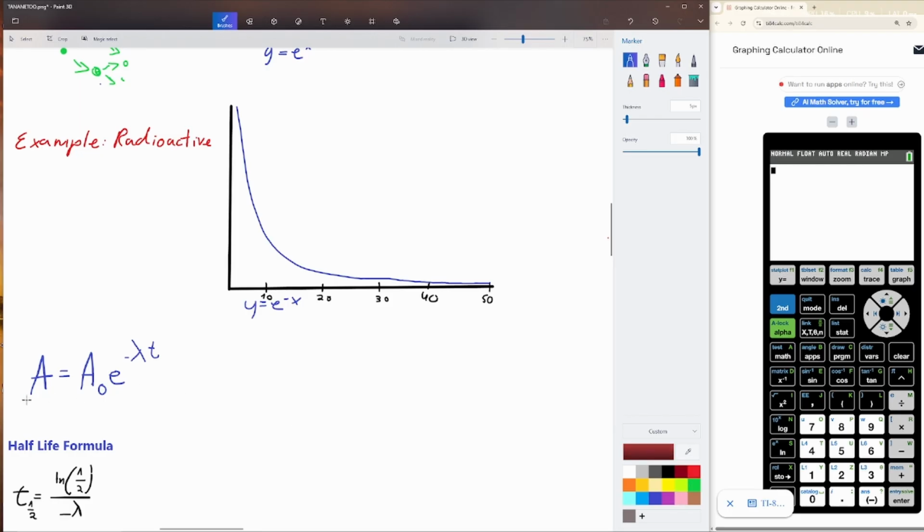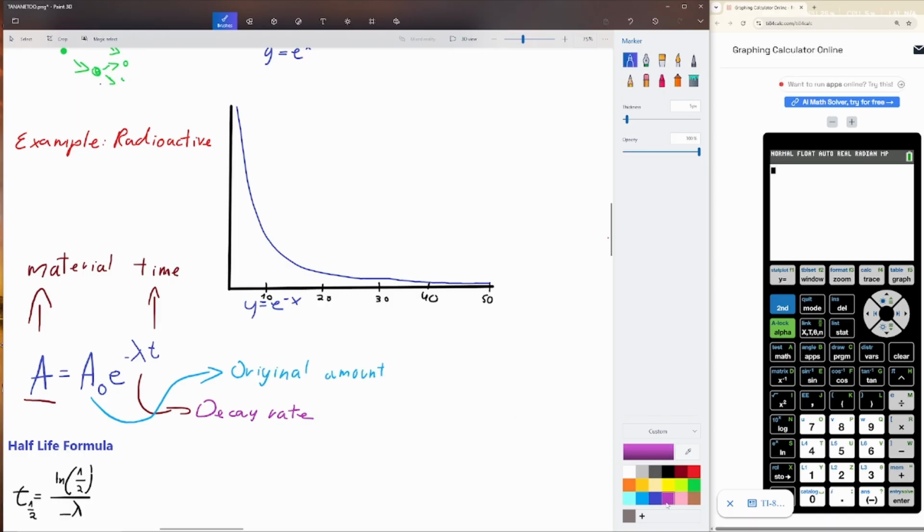So A is the mass of your radioactive material. So A, let's say, is the material, and T is the time, and your lambda is your decay rate, and furthermore your A0 is your original amount. So I think to better understand this, let's actually look at our graph.